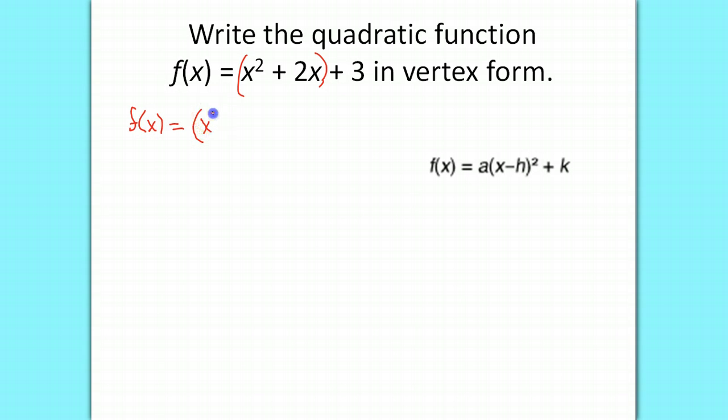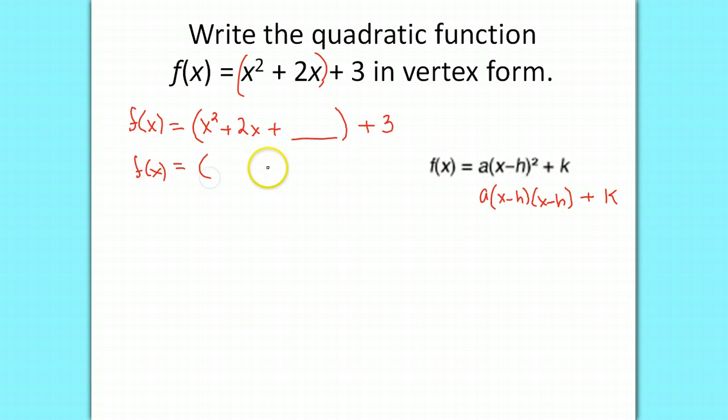So I'm going to write it again, give myself a little more room. I'm going to write x squared plus 2x plus blank. And we're going to put some number there, and then plus 3. And the number that we want here is a number that's going to make this a perfect square, because if you look at this, if I expand this, what this really means is I have x minus h times another x minus h plus k.